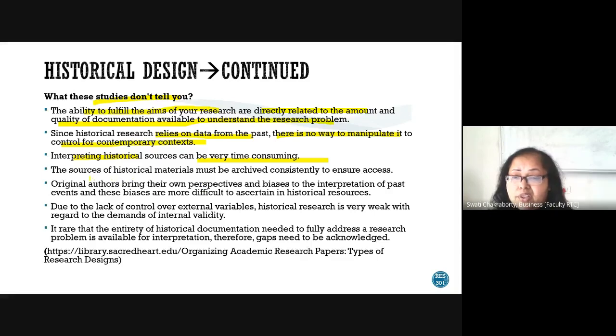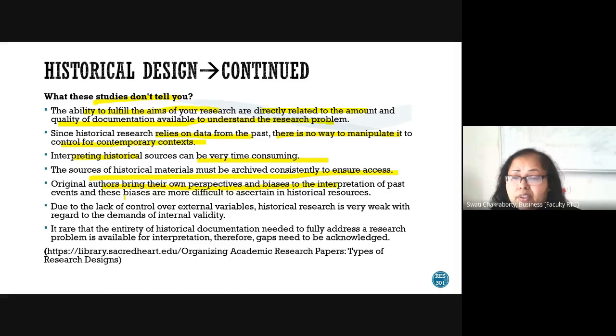The sources that we use must be archived consistently to ensure access. Otherwise, it's difficult to get hold of these materials. The original authors bring in their perspectives and biases for the interpretation of past events.